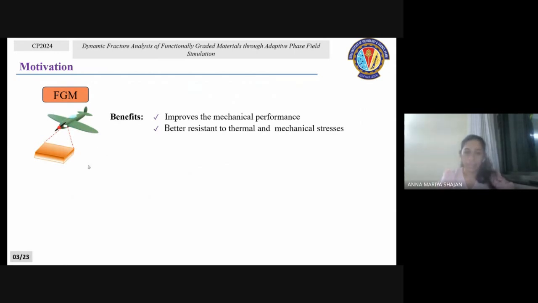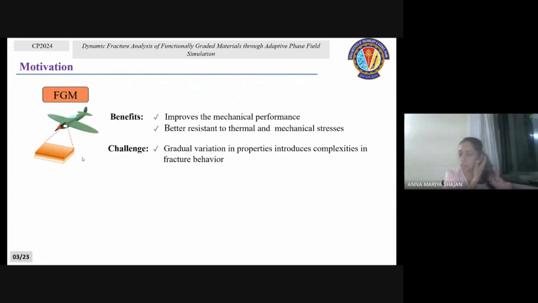Even though FGMs have numerous advantages, the main challenge associated with the FGM is that because of the gradual variation of the properties, it will introduce complexity in the fracture behavior. So our next question is how to model the fracture propagation problem. To model fracture propagation, we have different approaches, and one among them is the phase field method. This phase field method has recently emerged as a prominent and widely adopted technique due to its robustness and versatility in accurately predicting the fracture behavior.